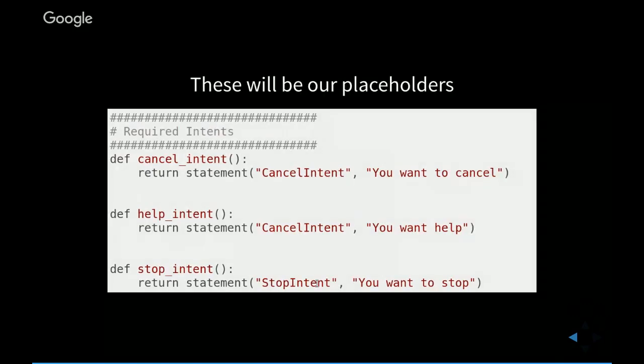These are going to be placeholders. I think they're pretty self-explanatory: the cancel intent, the help intent, and the stop intent. If any human at Amazon saw this, it would be totally unacceptable. If you tell it to cancel, it says, you want to cancel? You want help? It says, you want help. The worst help system ever. And you want to stop. That's it. Those are the built-in intents.